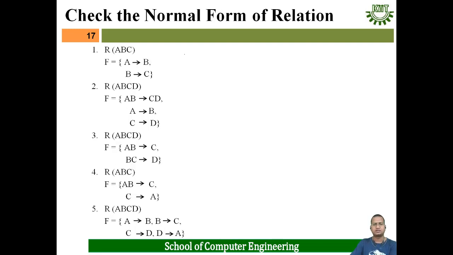Now we will solve all those problems. First, check the normal form of the relation. First question we will do. In this case, to check the normal form, first we have to find out the candidate key. This is R ABC. ABC are three attributes and functional dependencies are A determining B, B determining C. Then what is the normal form?